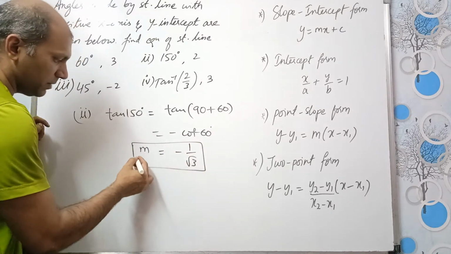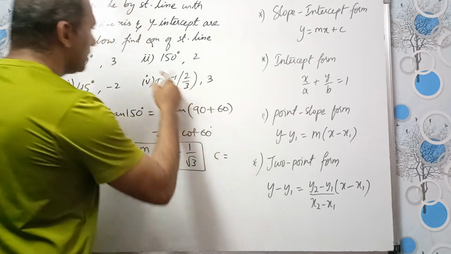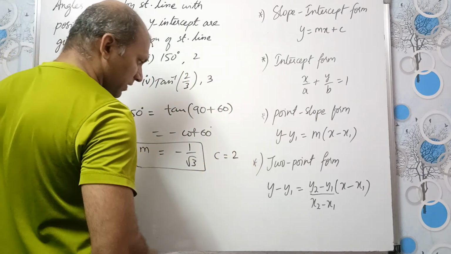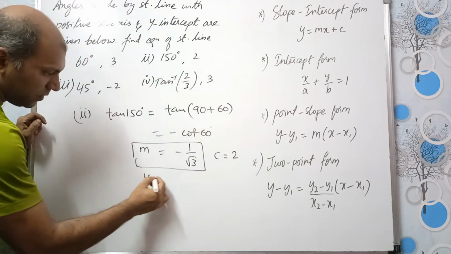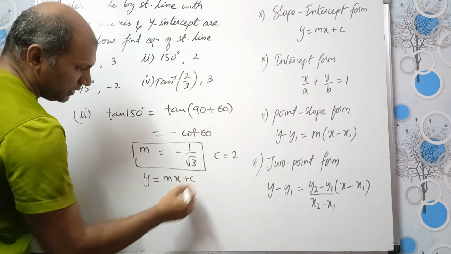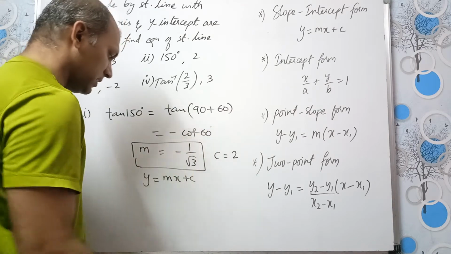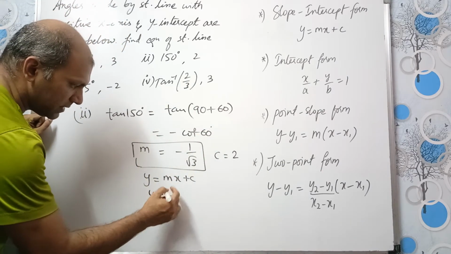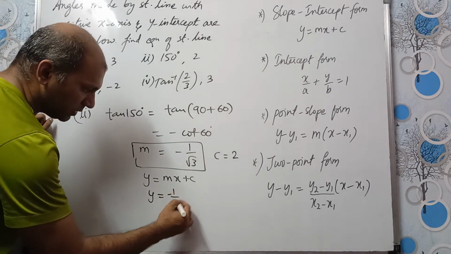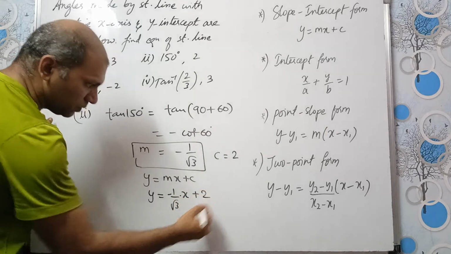m is minus 1 by root 3 and the y-intercept is given as 2. So y is equal to mx plus c. This is the slope intercept form. We have the slope and we have the intercept. Let us substitute the values: y is equal to minus 1 by root 3 x plus 2.